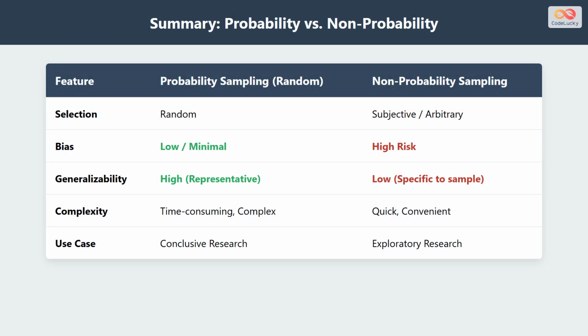To summarize, probability or random sampling offers low bias and high generalizability, making it best for conclusive research. Non-probability sampling is faster and easier, but carries a higher risk of bias, making it better for exploratory studies where you just want a quick understanding.